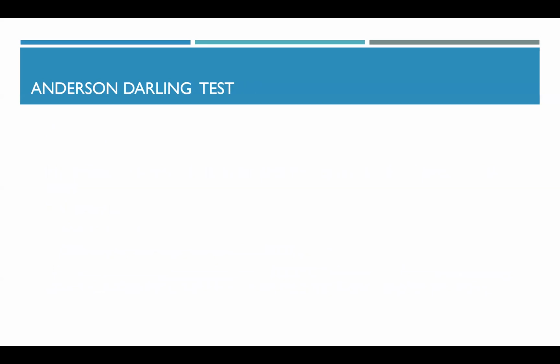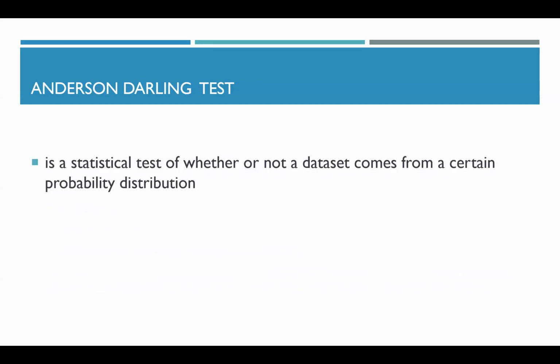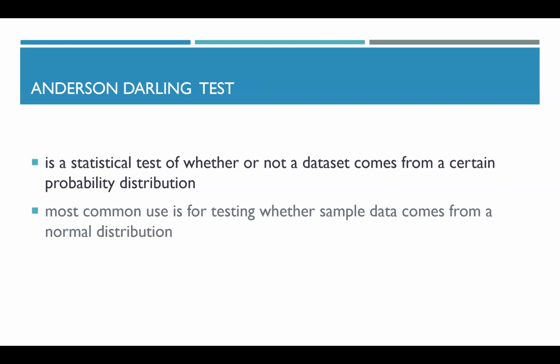The Anderson-Darling test is a statistical test of whether or not a data set comes from a certain probability distribution. Again, we're asking, does it specifically come from a normal distribution? The most common use for Anderson-Darling is to determine whether it comes from a normal distribution or not. Remember, the normal distribution is our nice bell-shaped curve with the mean in the middle.